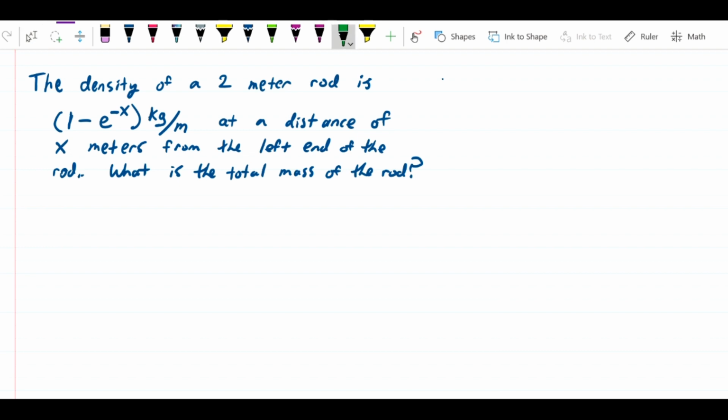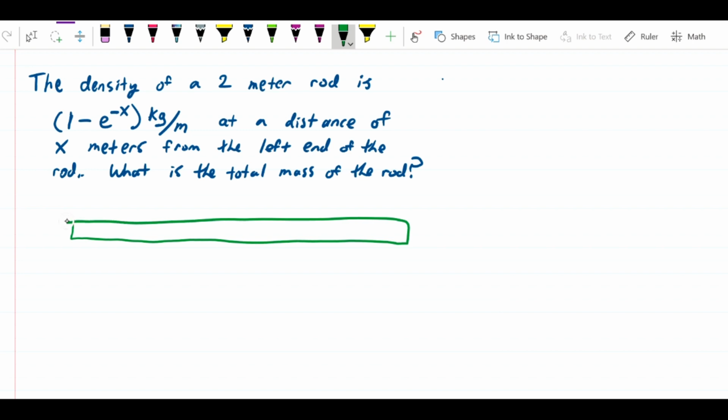Let's just draw a picture of what I mean here. So we have here a rod like that, and this is the left side of the rod. And let's say that's 0 from the left end, that's 1 from the left end, and that's 2 from the left end, measuring those distances in meters. So the question is, what's the total mass of the rod?